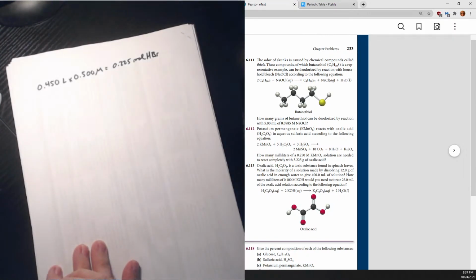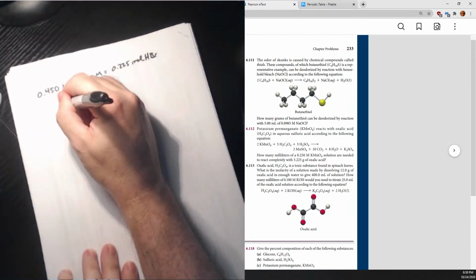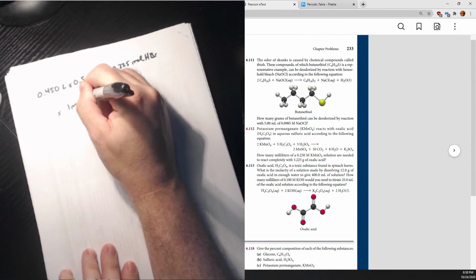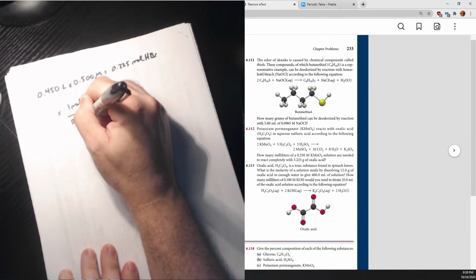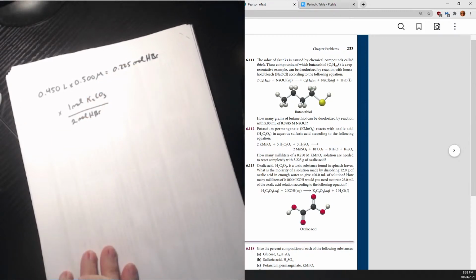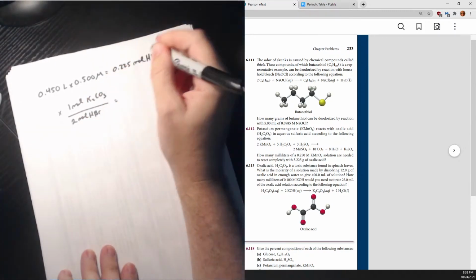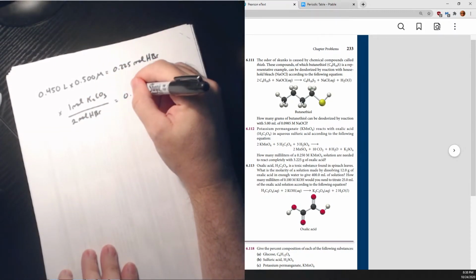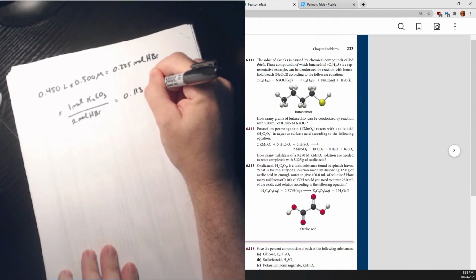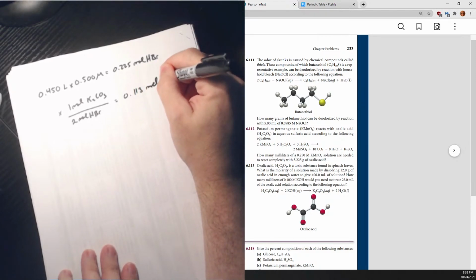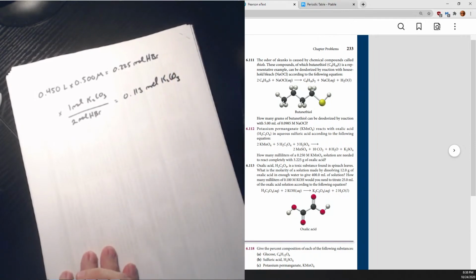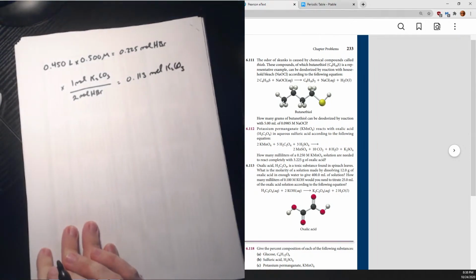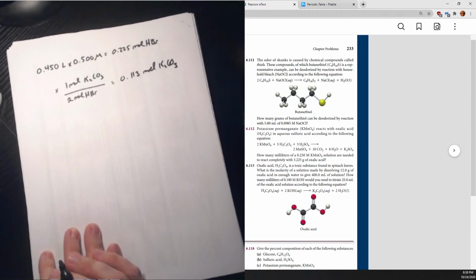Now we convert that to potassium carbonate times 1 mole of potassium carbonate for every 2 moles of hydrobromic acid, which is equal to 0.113 moles of K2CO3. That's 0.1125, but 3 sig figs. And then we convert that to grams.